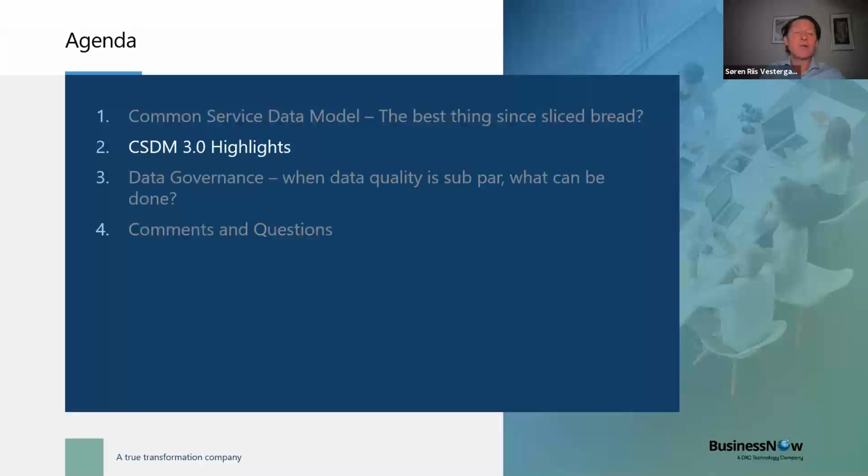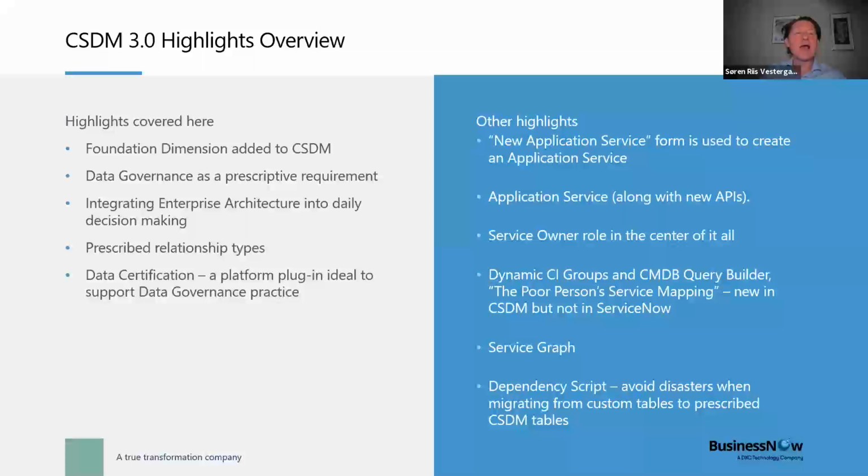Okay, so selected Common Service Data Model 3.0 highlights. What are they? Highlights which are covered here: we will take a look at the foundation dimension and dive a bit into that and say what does it mean that it has been included in the model, and how can you get inspiration from having the foundation dimension included in the model.